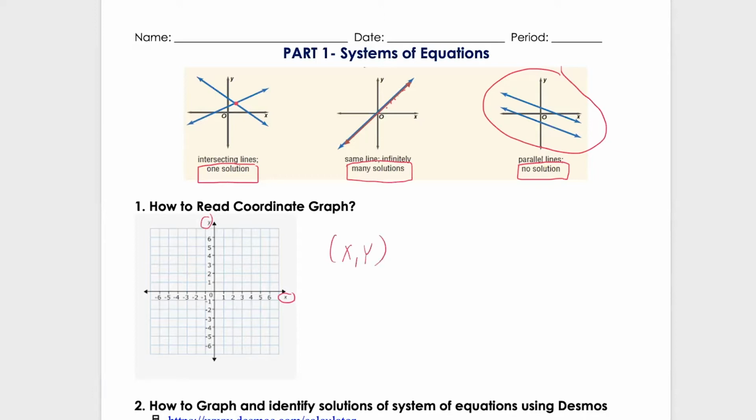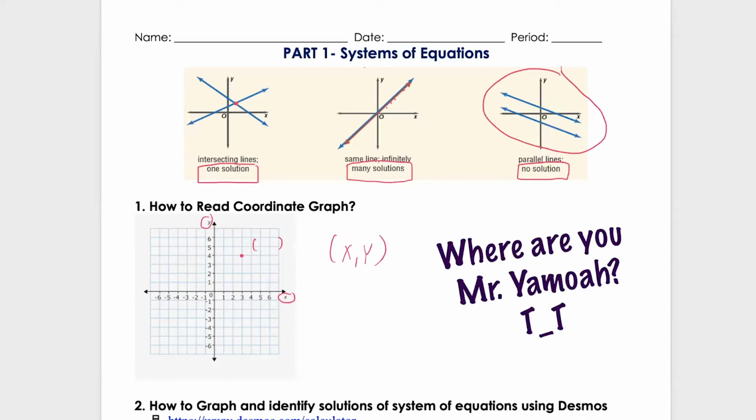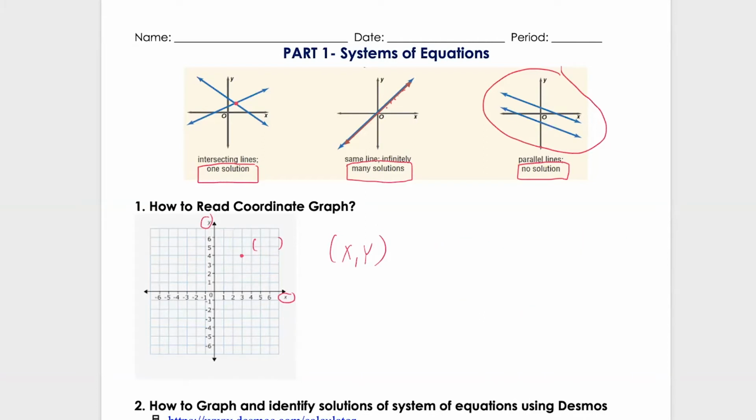So let's go ahead and give it a try. Mr. Yamoa, can you read the coordinate of that point? Anyone know the answer? Can you tell me? 3, 4. 3, 4. Can you hear me? 3, 4. Perfect. Yes, we can hear you now. So here we go. How about this next one right here? If anyone knows the answer, just shout out the answer right here so we can move on fast.